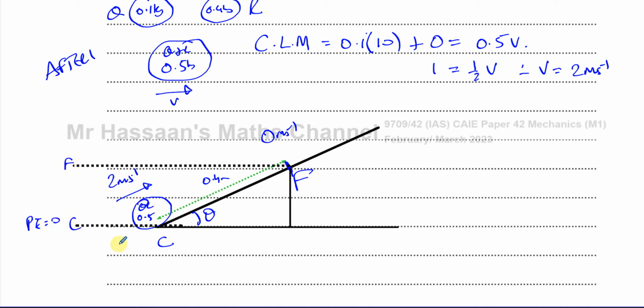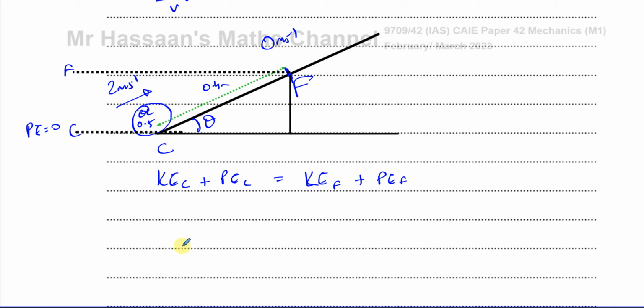So what we can say is that the kinetic energy at C plus the potential energy at C is equal to the kinetic energy at F plus the potential energy at F, the level F, right? So we need to find what this height is. That will help us. And can we find that height? That's 0.4. Let's have a look now.